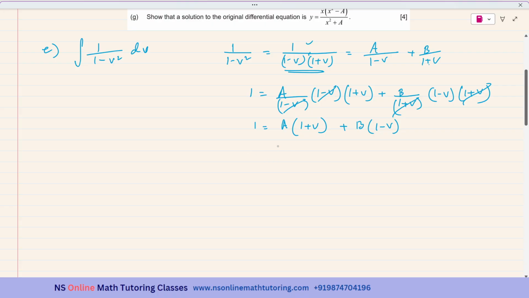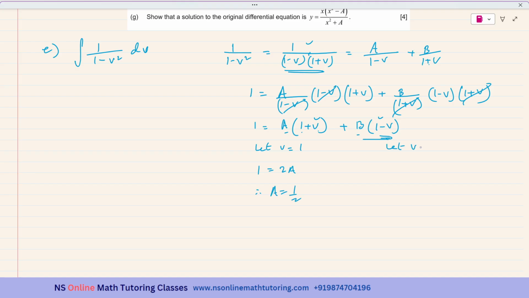Now we will be taking one value of v so that one of these two parts is equal to 0. Okay, and we can get the value of the other constant. So let v be equal to, say, 1. If v is equal to 1, 1 minus 1 will be equal to 0, so this part will be equal to 0. Then we have 1 equal to 1 plus 1, which is 2, so 2a. Therefore, a is equal to half.